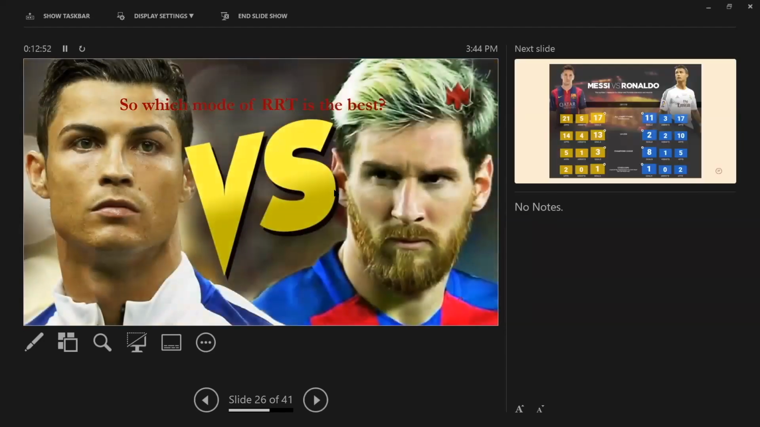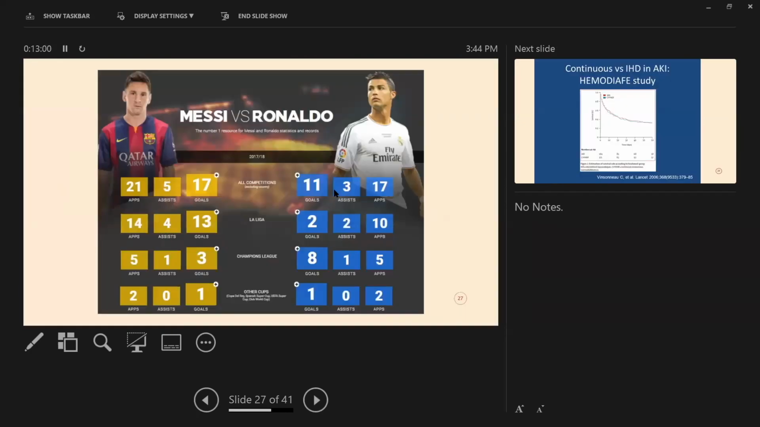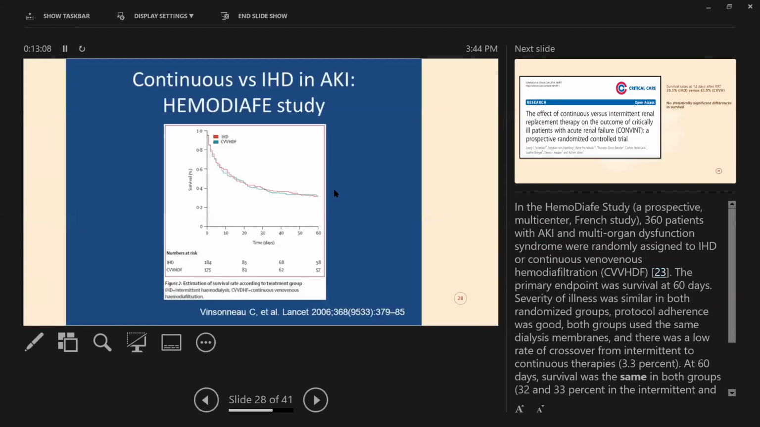So which mode is the best? It's like comparing the best with the best, such as Lionel Messi and Cristiano Ronaldo. Those modes are around the same, which are shown to be the best in their respective fields.